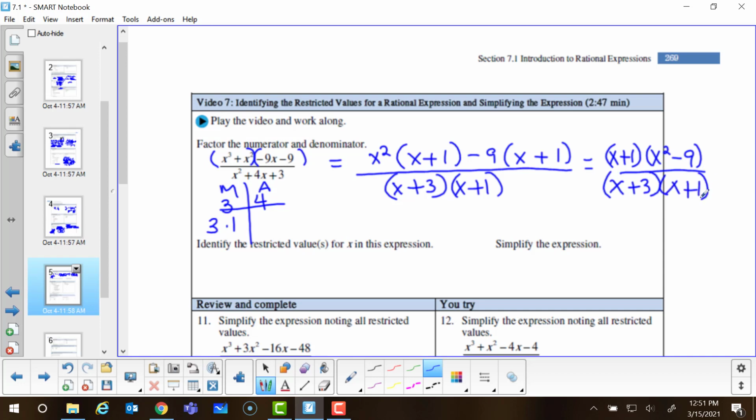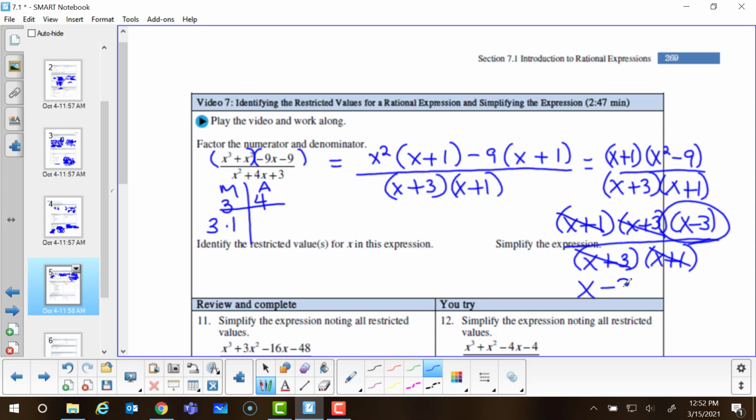Now, before I start canceling out, I need to look at that x squared minus 9 again. That's the difference of 2 squares. So that means I can take it a little further. So I'm going to have an x plus 1 on top. And the difference of 2 squares, the square root of 9 is 3. So that's going to be an x plus 3 and an x minus 3 over my x plus 3 and my x plus 1. So now I've broken it down as far as it'll go. I've got an x plus 1 on top and an x plus 1 on the bottom, an x plus 3 on the top and an x plus 3 on the bottom. I'm left with that x minus 3, and that would be that rational expression simplified all the way down.